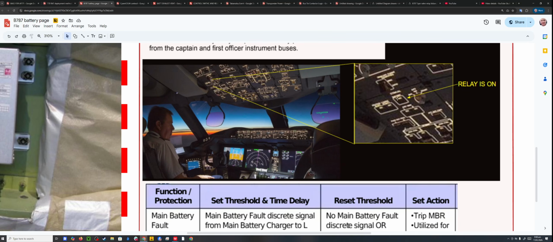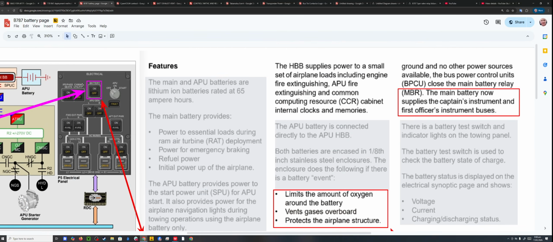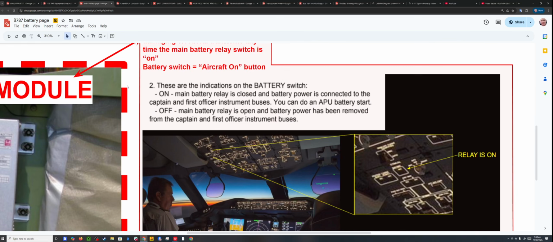zoom in, that's on. Okay, it's a very grainy picture, but I can tell you that the top means on. Look, on. Off is at the bottom, on is at the top. Okay, so during flight, this was on and the main battery relay was connected and closed. Off would mean the main battery relay is open.